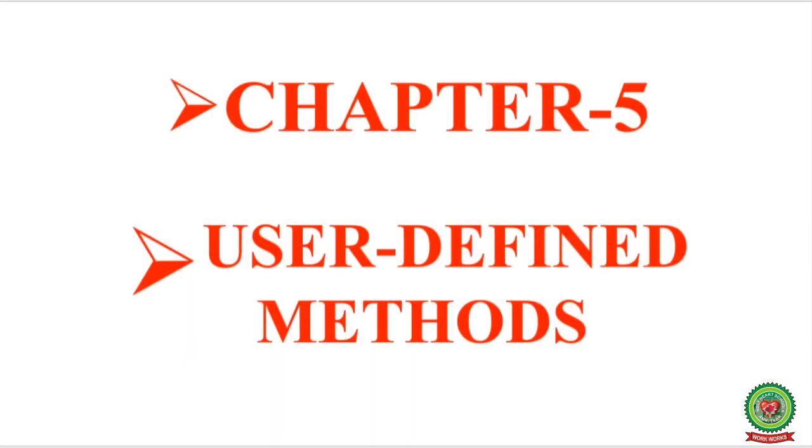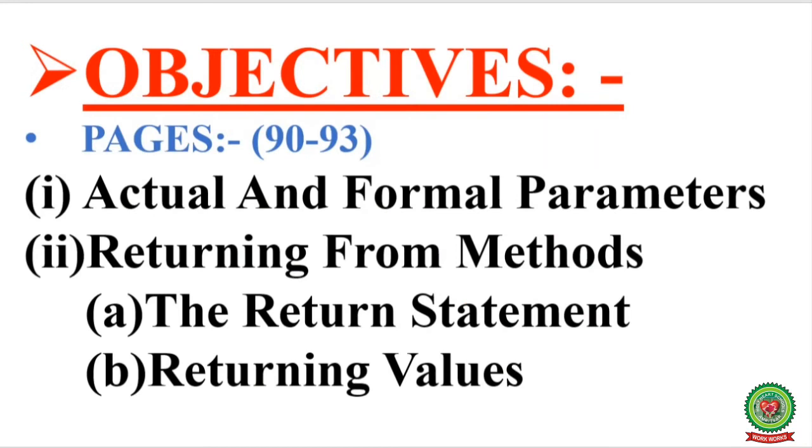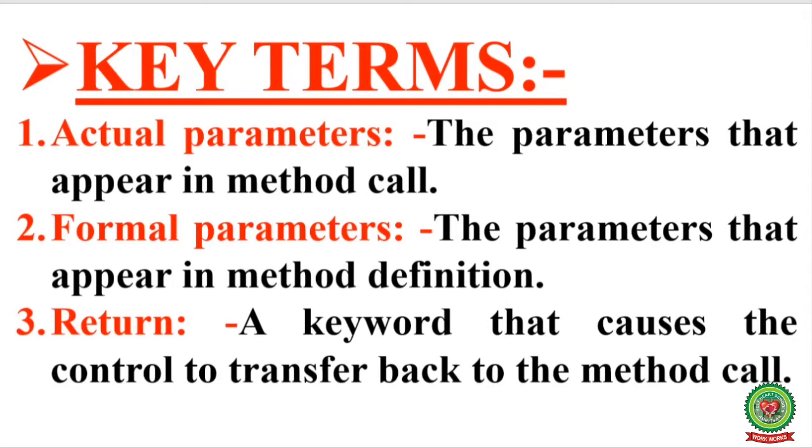Today we are going to continue chapter 5, user defined methods. The objectives of today's topic are: you will learn actual and formal parameters, returning from methods, the return statement and returning values. Students, please open your book at page number 90.